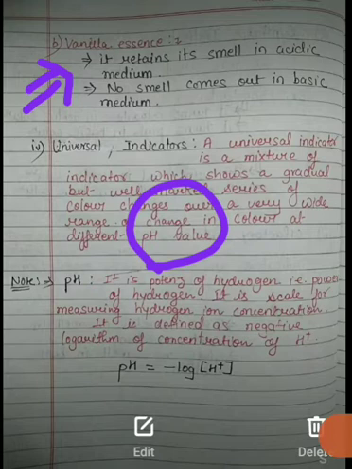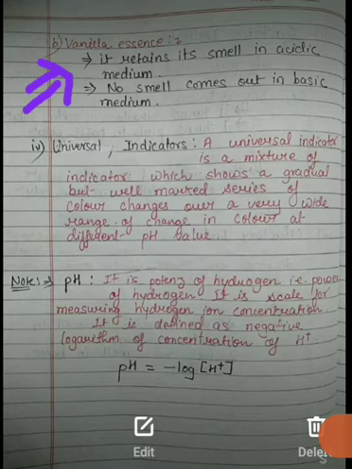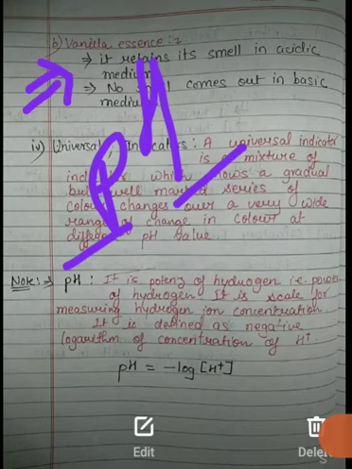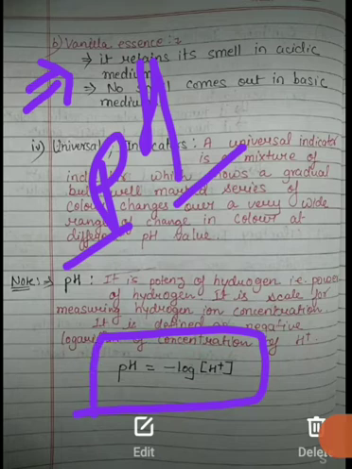So let's talk about this pH value or pH scale. So pH is potency of hydrogen. The symbol that you see here, pH, is simply potency of hydrogen. You can understand this by converting it into power of hydrogen. So it is a scale for measuring hydrogen ion concentration. Okay, it is defined as negative logarithm of concentration of H plus. You can see here the formula, that is negative logarithm of concentration of H plus.